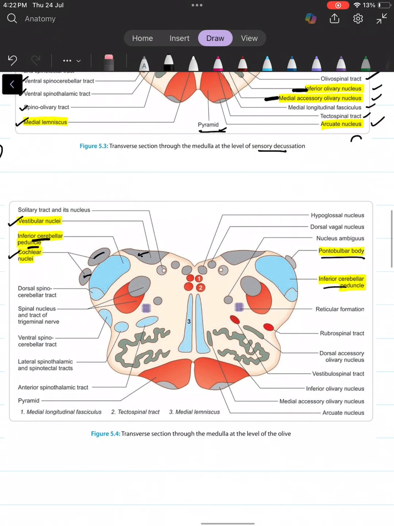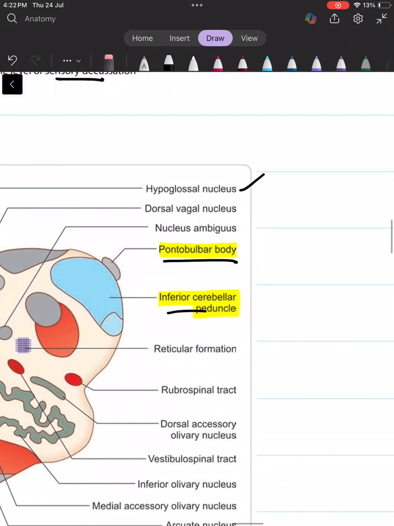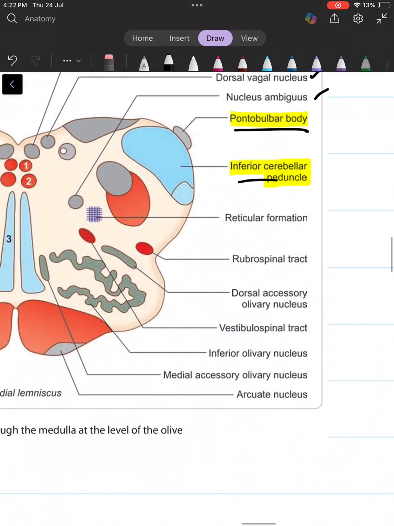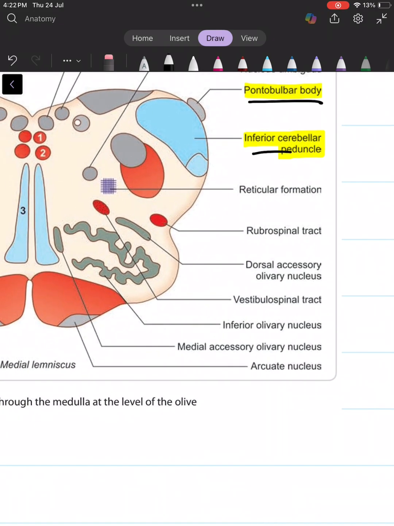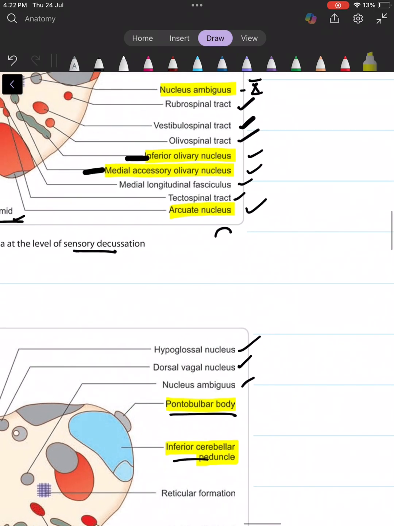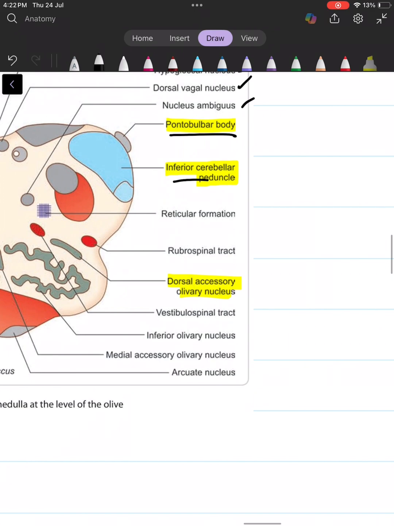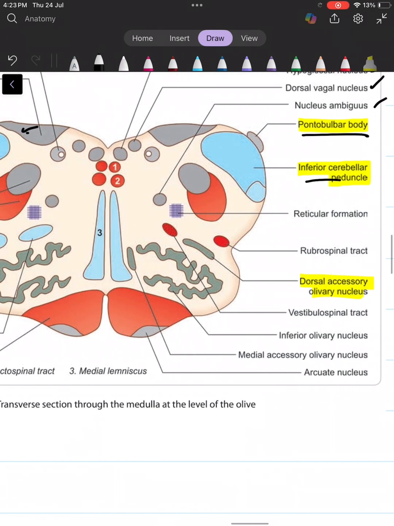We have the nucleus of the 12th cranial nerve, the 10th cranial nerve, what else? You have the dorsal accessory olivary nucleus. This is also unique to this section. So, in the previous section we saw the inferior olivary nucleus and medial accessory olivary nucleus, and now there's one more olivary nucleus. So, this section is the level of the olive, right? Olive is the main player here. So, whatever you draw, make sure to include these 3 big olivary nuclei on both sides.